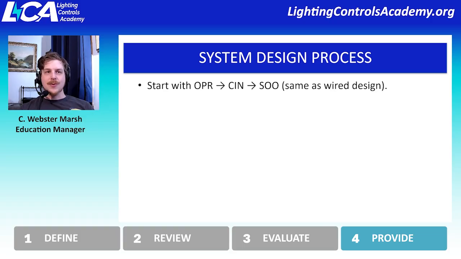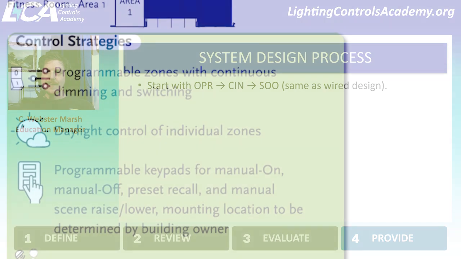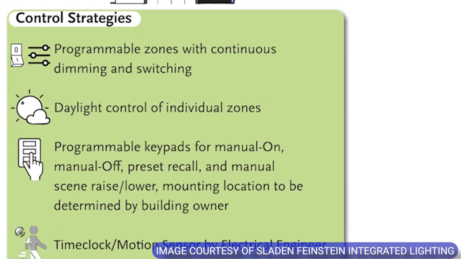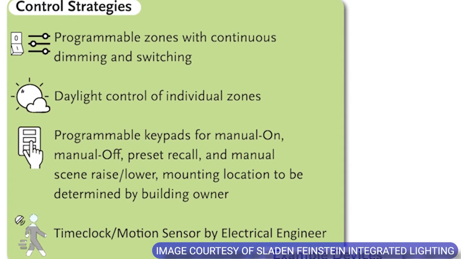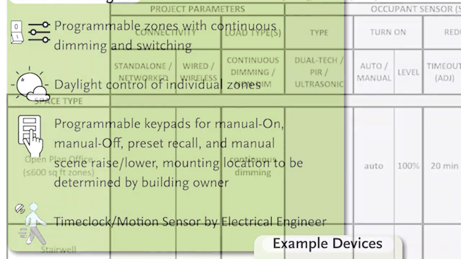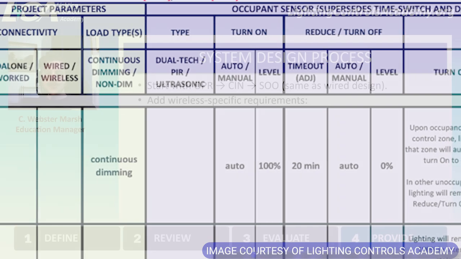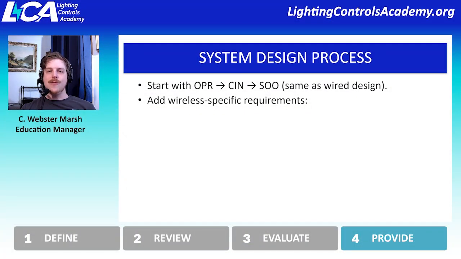First, we're going to start with the OPR, the control intent narrative, and the sequence of operations. We want to make sure that it's clearly outlined what is expected of the system's performance before we get into any system design whatsoever. When we get to the actual design of the system, we're going to go over all of the requirements that might need to be considered.